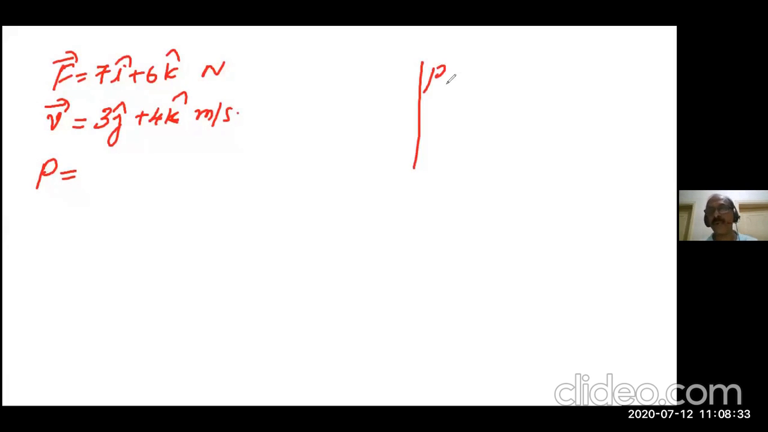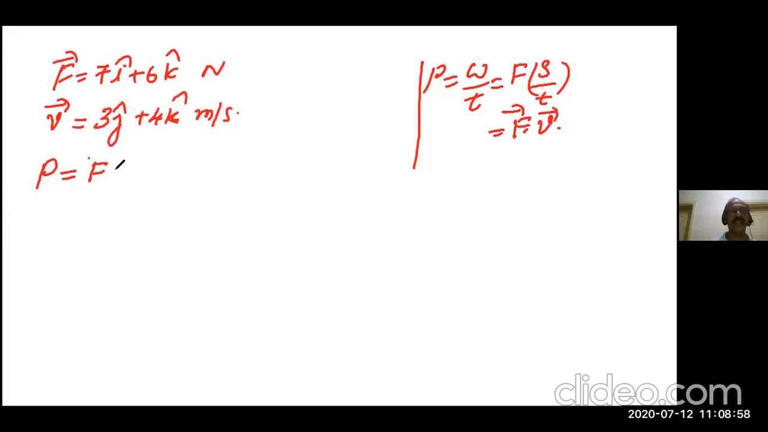What is the formula for power? Work by time. Work is equal to force into displacement, and by time. What is displacement by time? Velocity. So F into V. So power can be written as F dot V. Power is also an example of dot product.